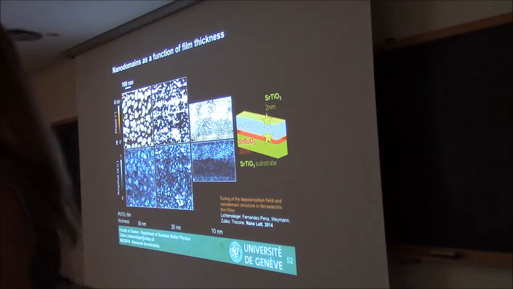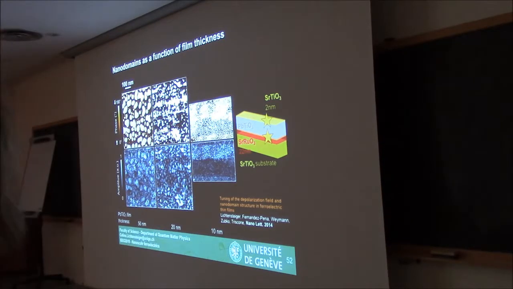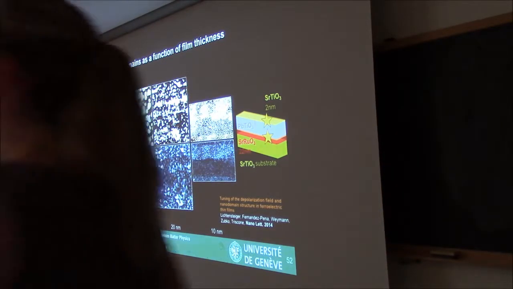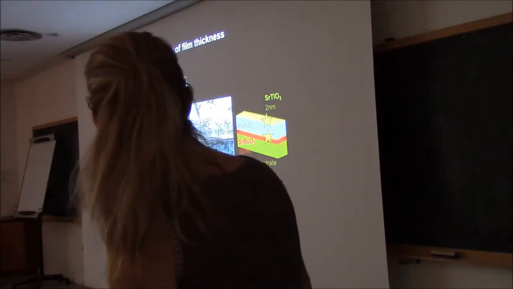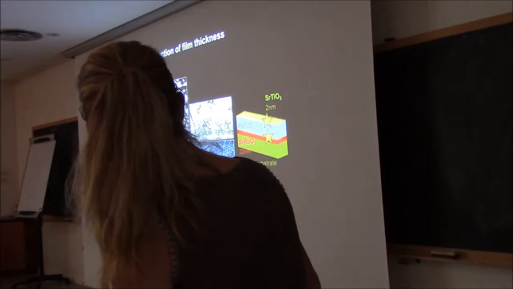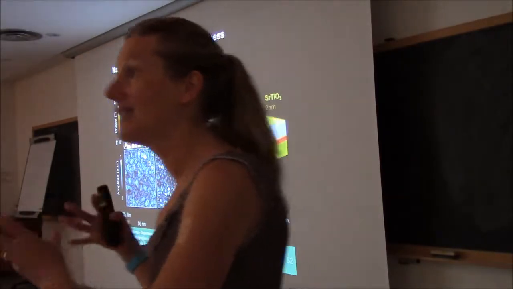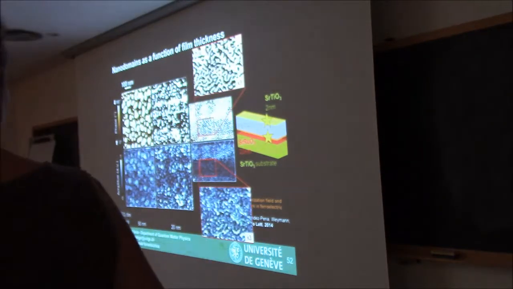But what is very interesting also is that it's not just the size of the domains that is changing, but also the shape. So here you have really these nanodots, and then when you decrease the thickness of the film, you see that it goes more towards this labyrinthine kind of domains.